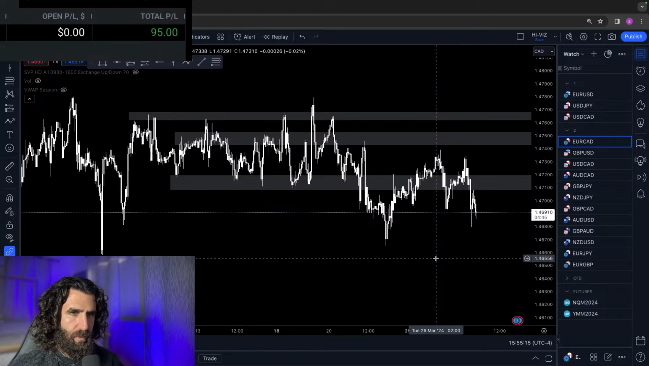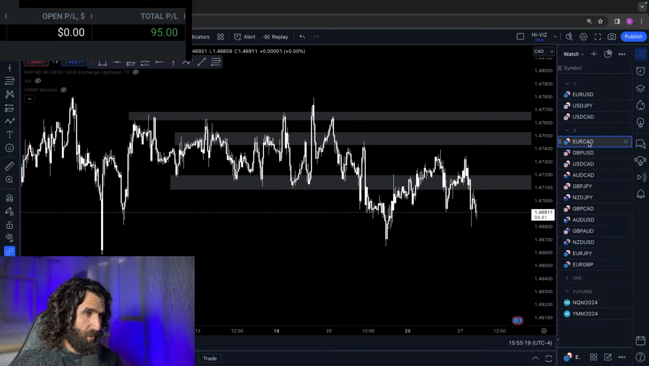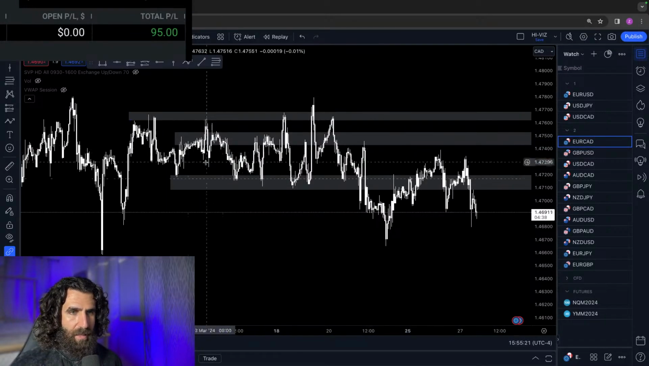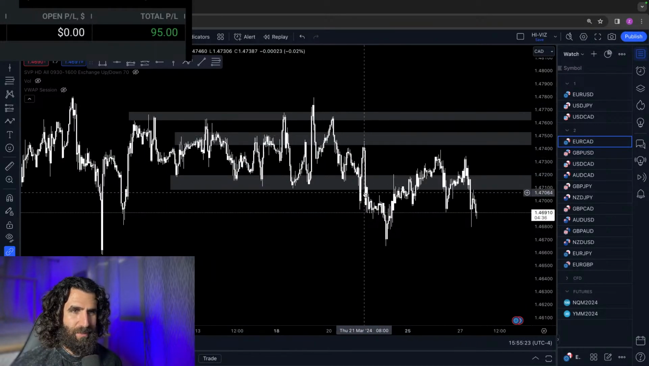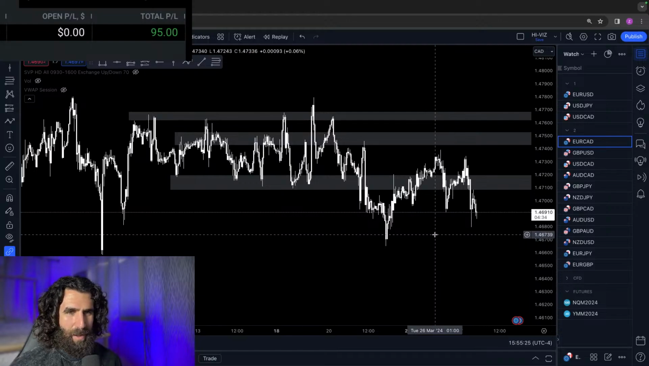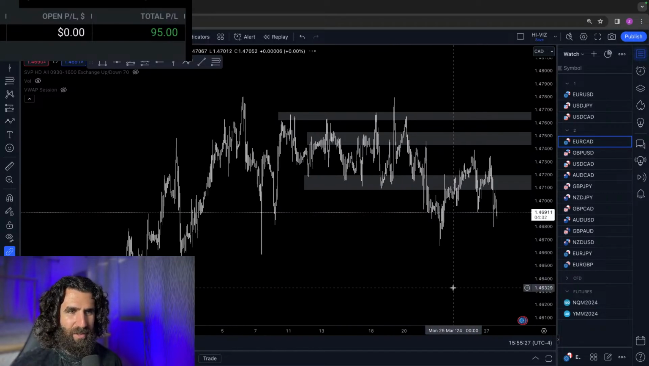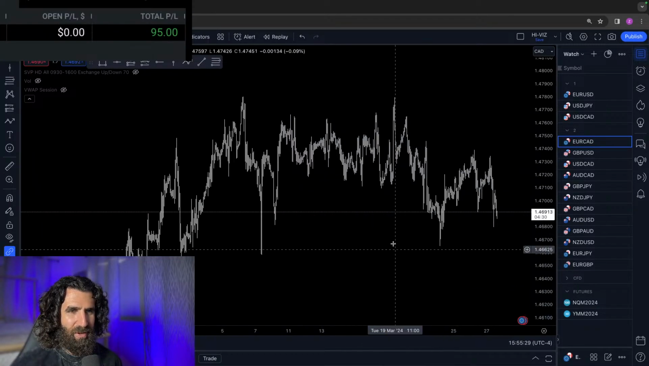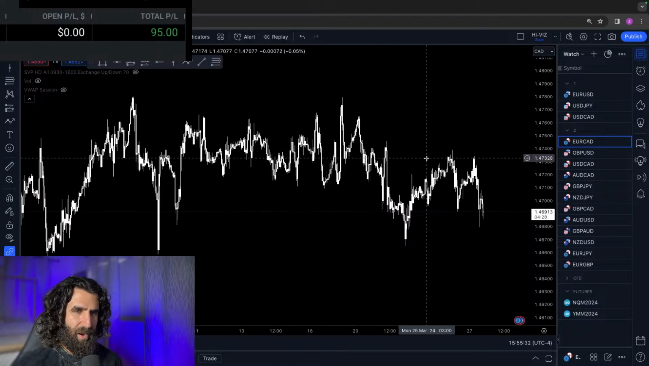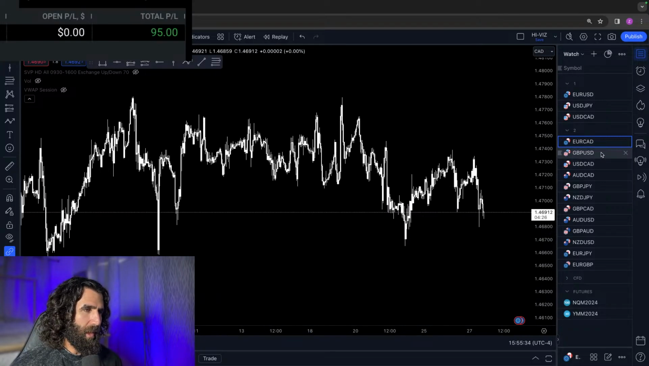So blasting through the rest of these, I took some rangy trades on Euro CAD because it was stuck in this range and had some big movements going on. I'm pretty much done now that it's broken out here. I'm going to clear the drawings off this chart. This is a nightmare. I don't want to trade this at all.